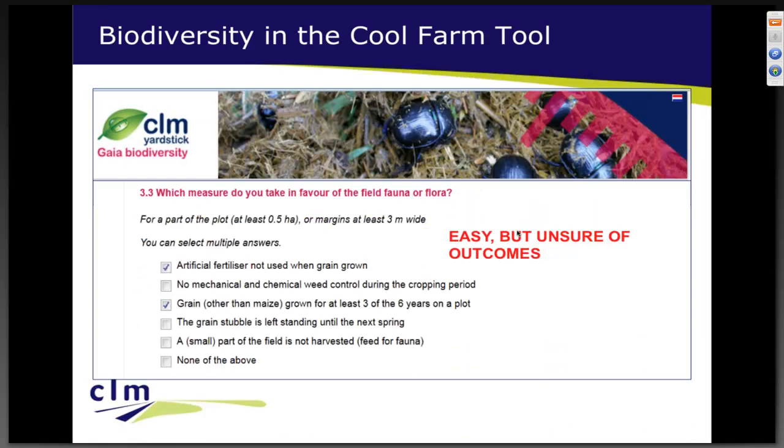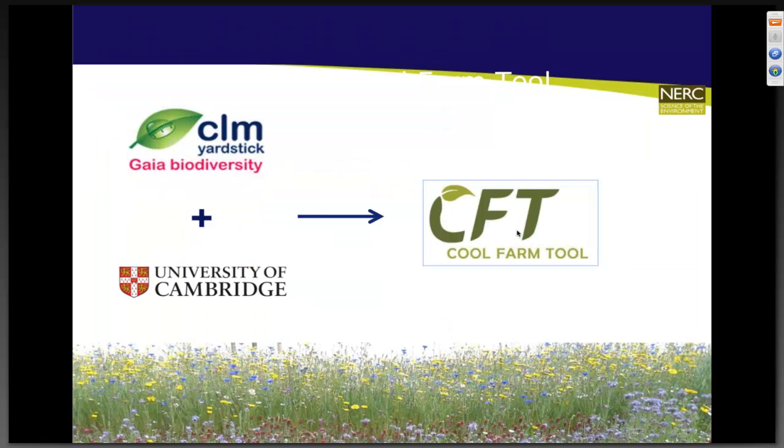To the left bottom you can see this says CLM Yardstick, Gaia Biodiversity. This is the tool we built 2 years ago that we're using in the Netherlands with Ben & Jerry's, for instance, and with McCain in the field. So this is the approach that we are using, easy but unsure. Now what we're doing is combine our knowledge and our tool with the knowledge of University of Cambridge and apply that into a Cool Farm tool.